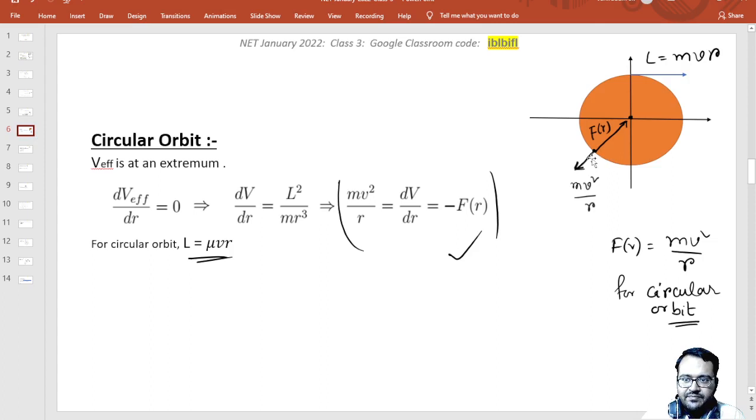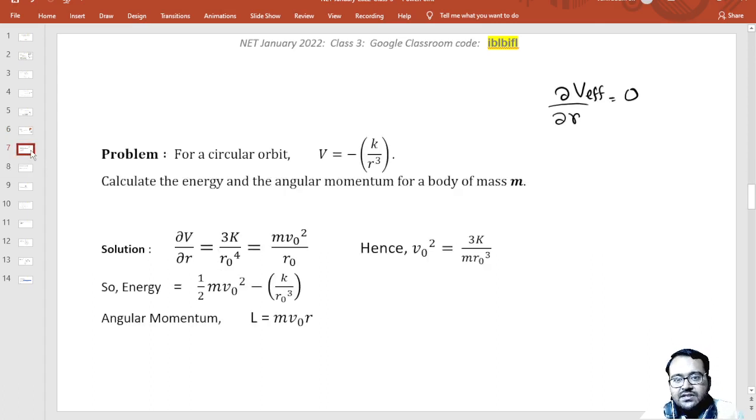Just a vector diagram: on this side the force, on this side mv square by r. Sometimes the minus may come, so please be careful with this, because we might have a misconception. Force is generally directed inward and our r cap direction is outward, so the force direction is always negative for the attractive force. Then 3k by r to the power 4, the derivative of this, should be equal to mv square by r. Hence we get v0 square, the velocity at circular orbit, is 3k by m r cube.